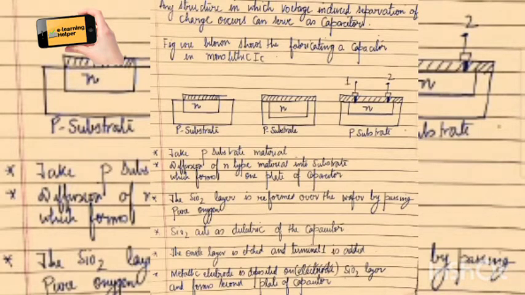Then the SiO2 layer is formed over the wafer by passing pure oxygen. When Si plus O2 is diffused in the form of gas, there will again be a silicon dioxide layer. Then it becomes the inactive region above the N and the P substrate layers. The SiO2 layer is formed over the wafer by passing pure oxygen. SiO2 acts as the dielectric of the capacitor.